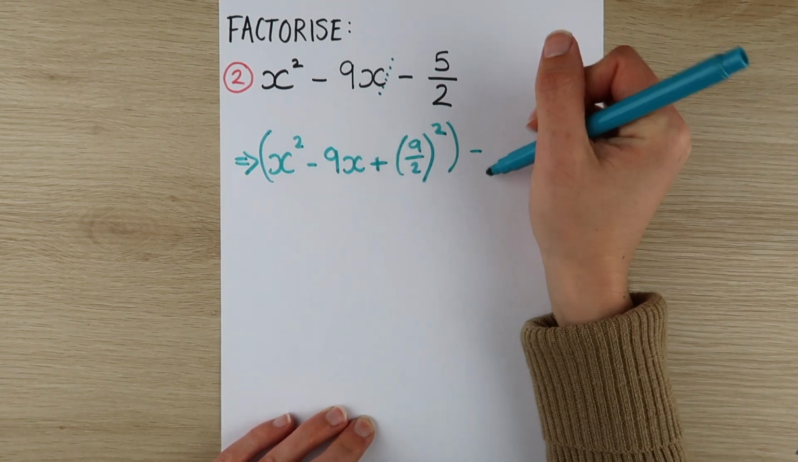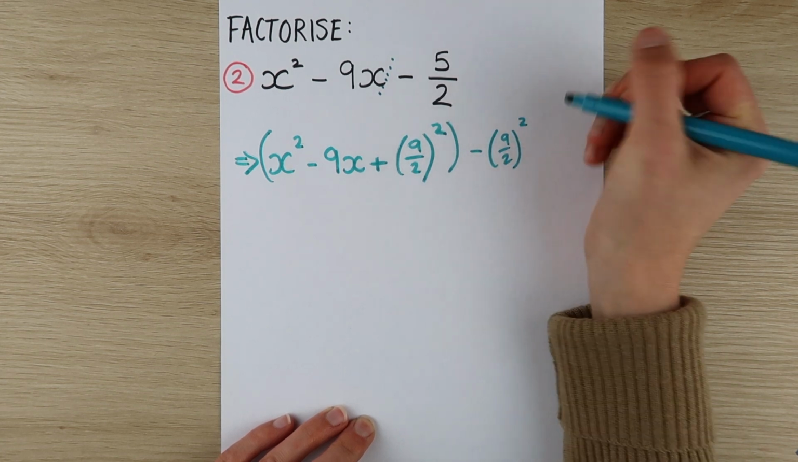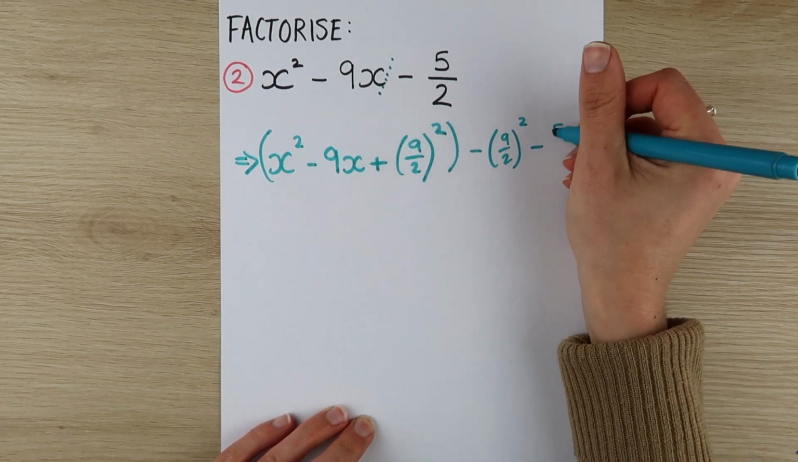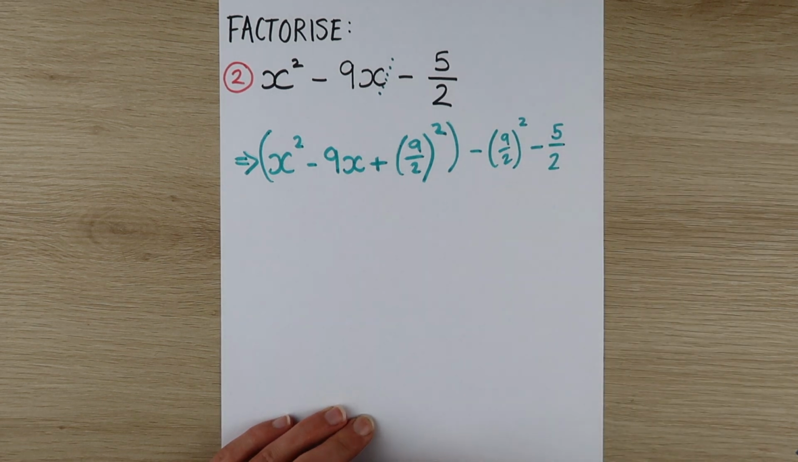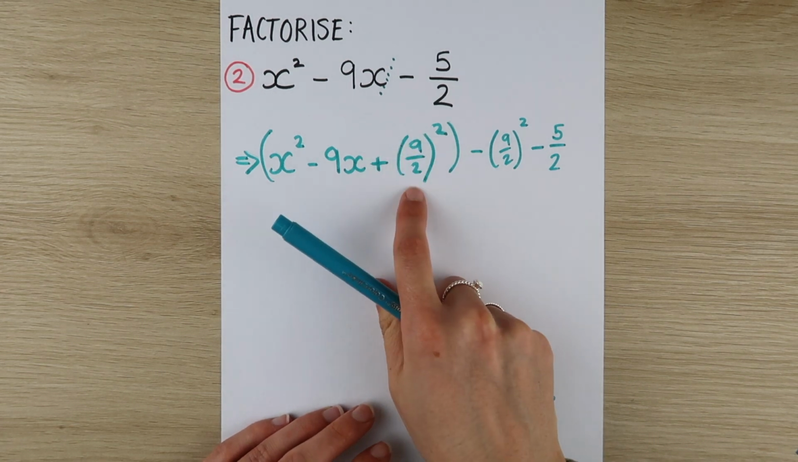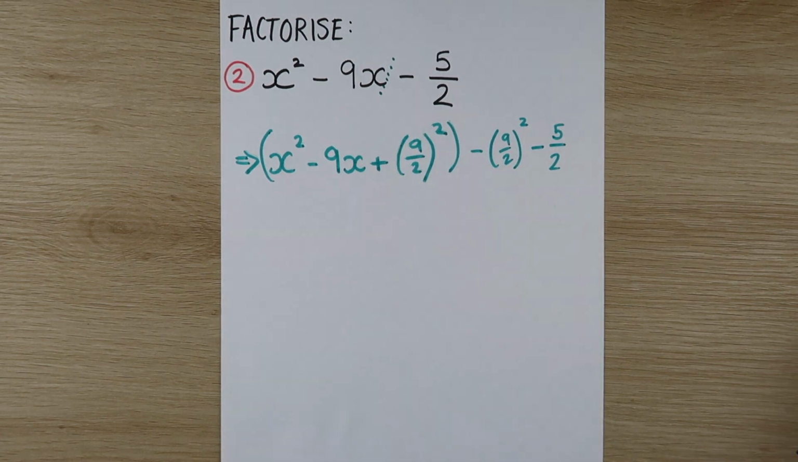Then, of course, I need to subtract now 9/2 squared, and then I've got the minus 5/2 on the end. Don't forget about that one. And now 9/2 doesn't simplify anymore, so I'm just going to leave it as a fraction for the rest of our example.